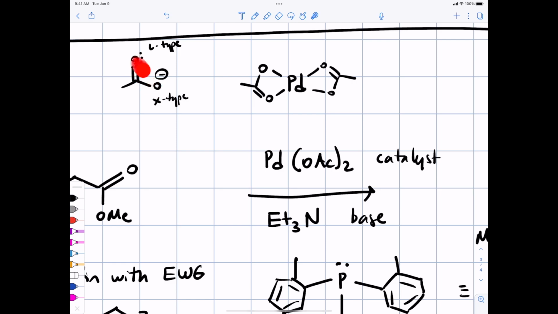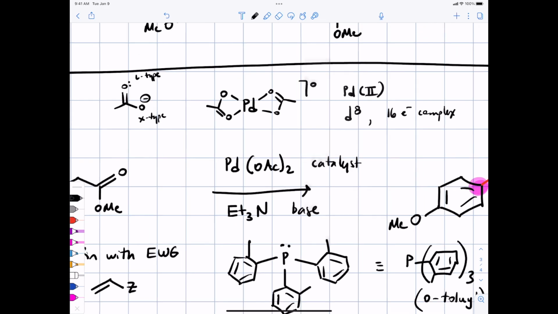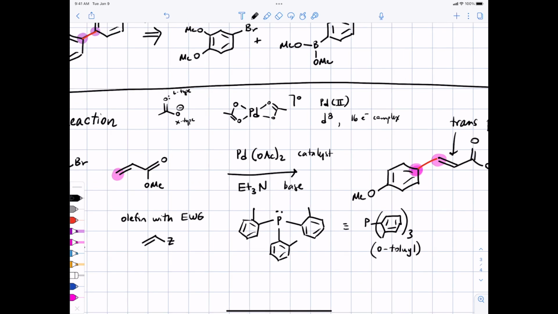Of course, these are resonance stabilized, so you can't really tell which is which, but looking at a complex here, you can see that if the acetate ligands left, they would leave as negatively charged. The overall complex is neutral, so this is a source of palladium-2. Palladium-2 has 8 d electrons, but the total electron count on the complex is 2, 4, 6, 8, 16 electron complex. Okay, that's the source of palladium.